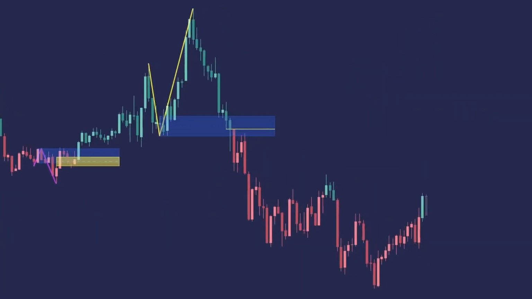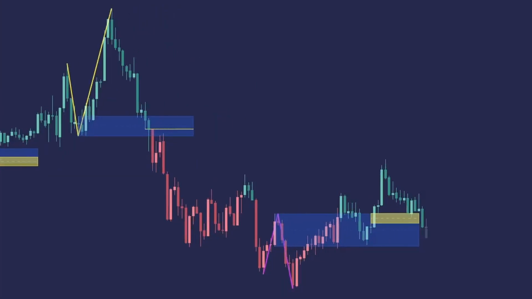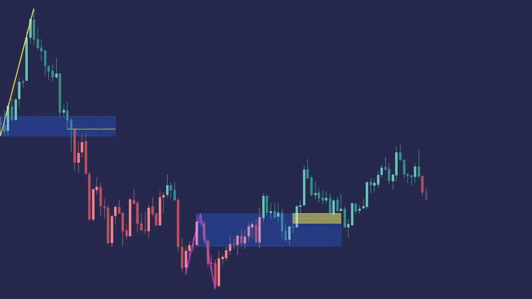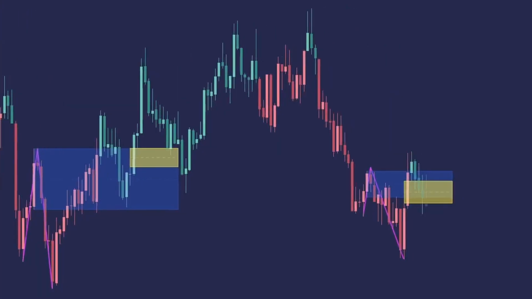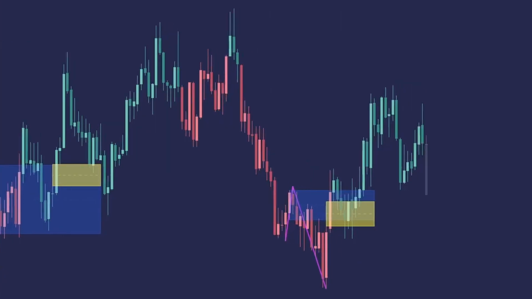We can also look for breaker block setups to show the popularized unicorn setup where you have a breaker and a fair value gap overlapping each other. You can see here we have a couple bullish examples where we sweep lows, close back over the highs, and we have a fair value gap that accompanies the breaker.